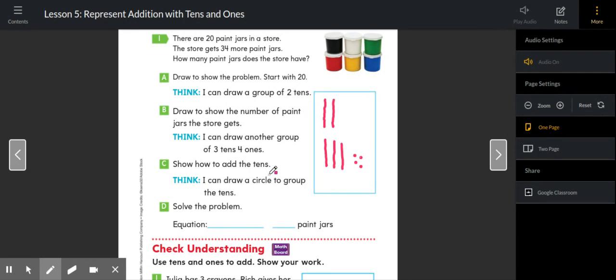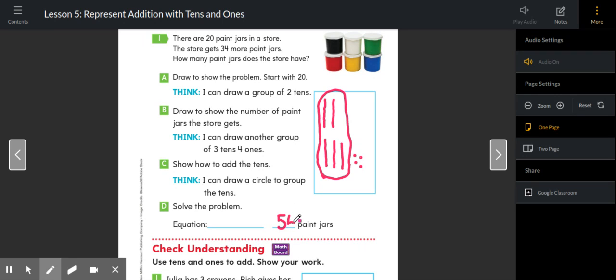Show how to add the tens. I can draw a circle to group the tens. So it's really important to count the tens first. Even if both numbers have some ones mixed in, we want to count all of those tens first, then say stop and add on our ones. So let's try that. Ready? 10, 20, 30, 40, 50, stop. 51, 52, 53, 54. So 54 paint jars.